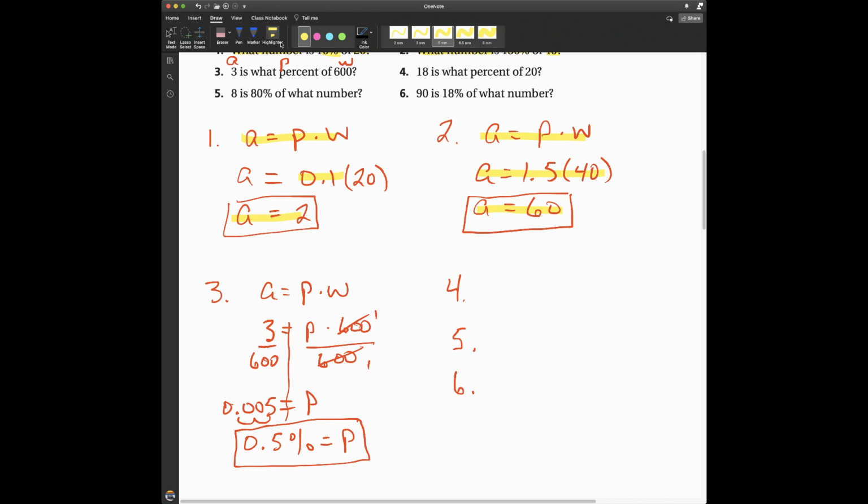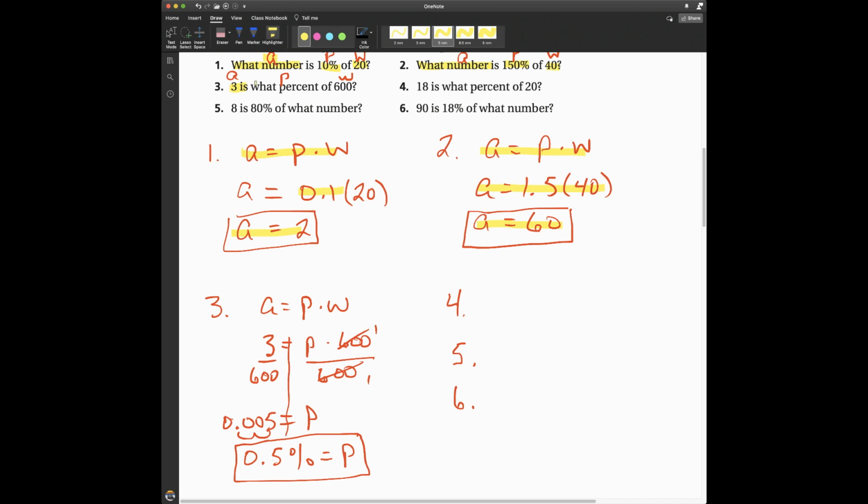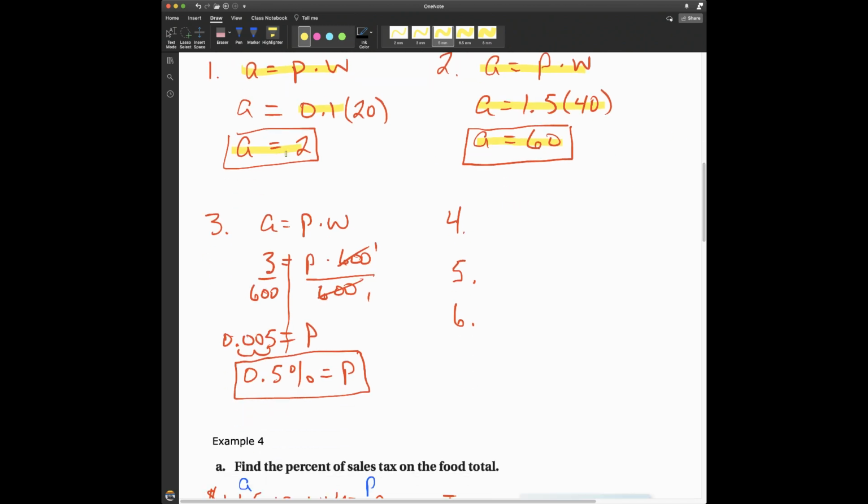Number three. This time 3 is the part. What percent? So I'm looking for the percent in this problem of 600. So 600 is the whole. I write the problem down here. A equals P times W, there's my formula. 3 equals the percent times 600. And I use the multiplication property of equality. So I divide both sides by 600, and I get P equals 0.005.